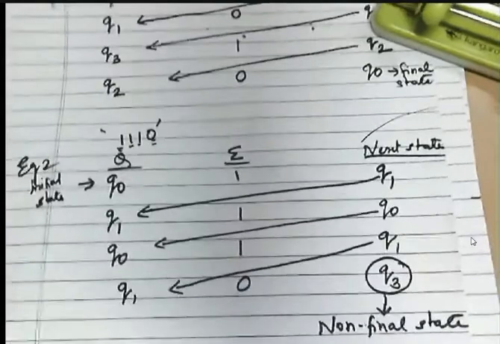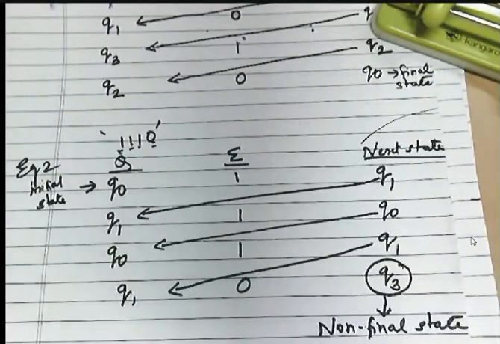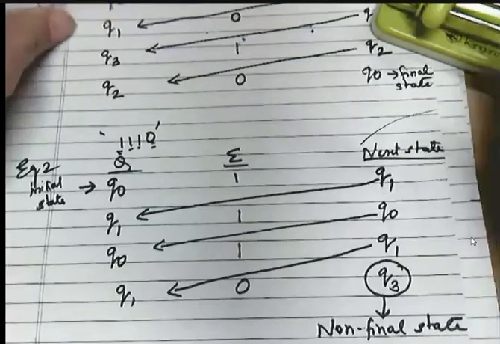Right? So Q3 is a non-final state, so it is declared as not an acceptable string. I hope this is clear to you with these two examples. Now we are moving ahead.